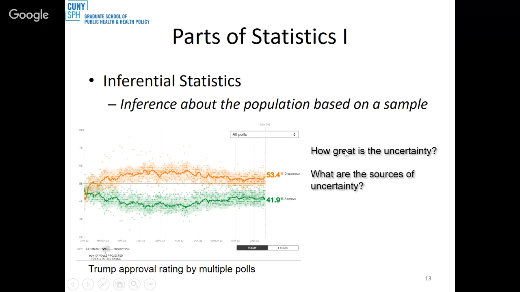Some of the common questions that come up in this are, how great is the uncertainty? And what are the sources of uncertainty? So you can certainly see in here from all of these little dots that these polls all have some uncertainty about them. They're scattered around. They don't agree with each other completely because there's uncertainty in them. That uncertainty could be because of just the sample size. There's some uncertainty in who gets selected. There can also be uncertainty that comes from biases in how that sample is selected.